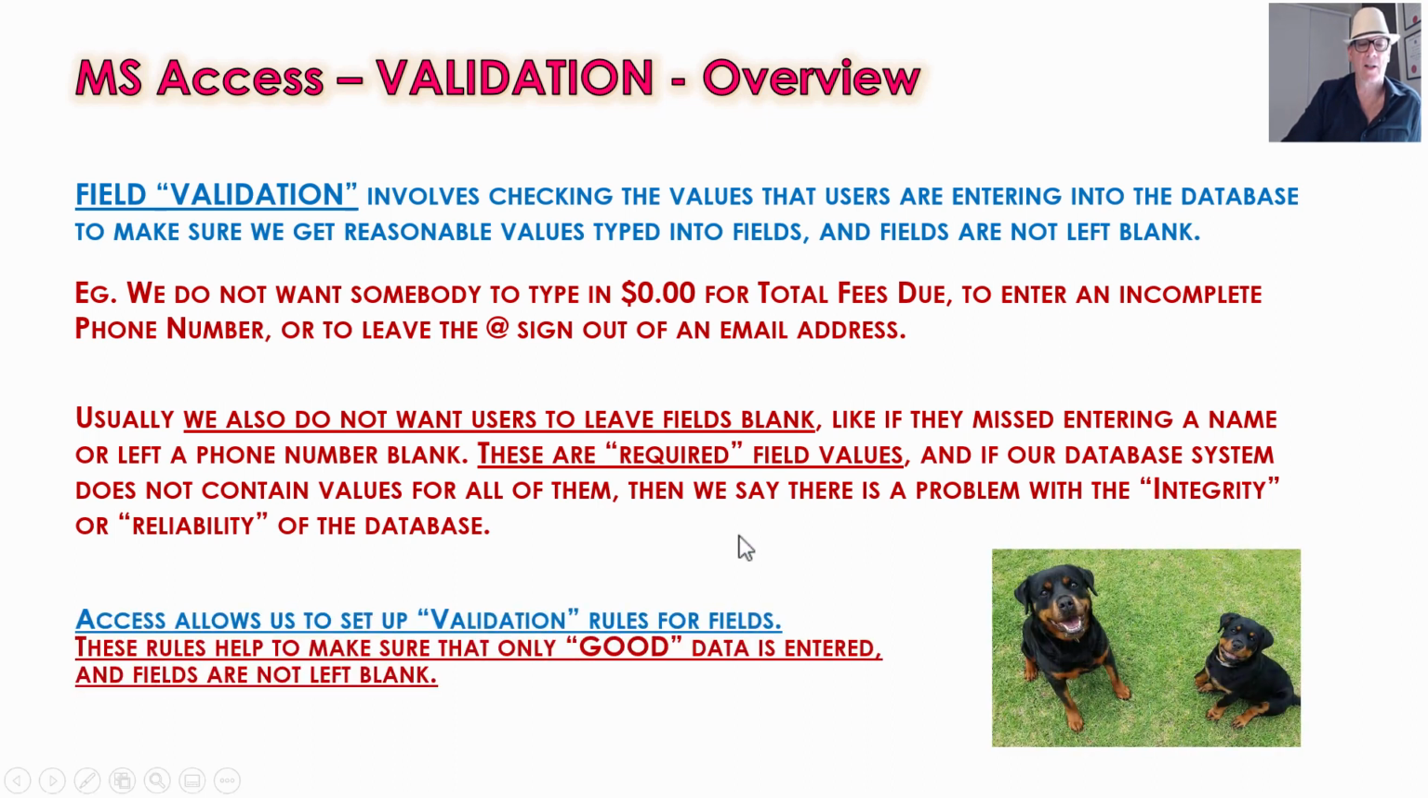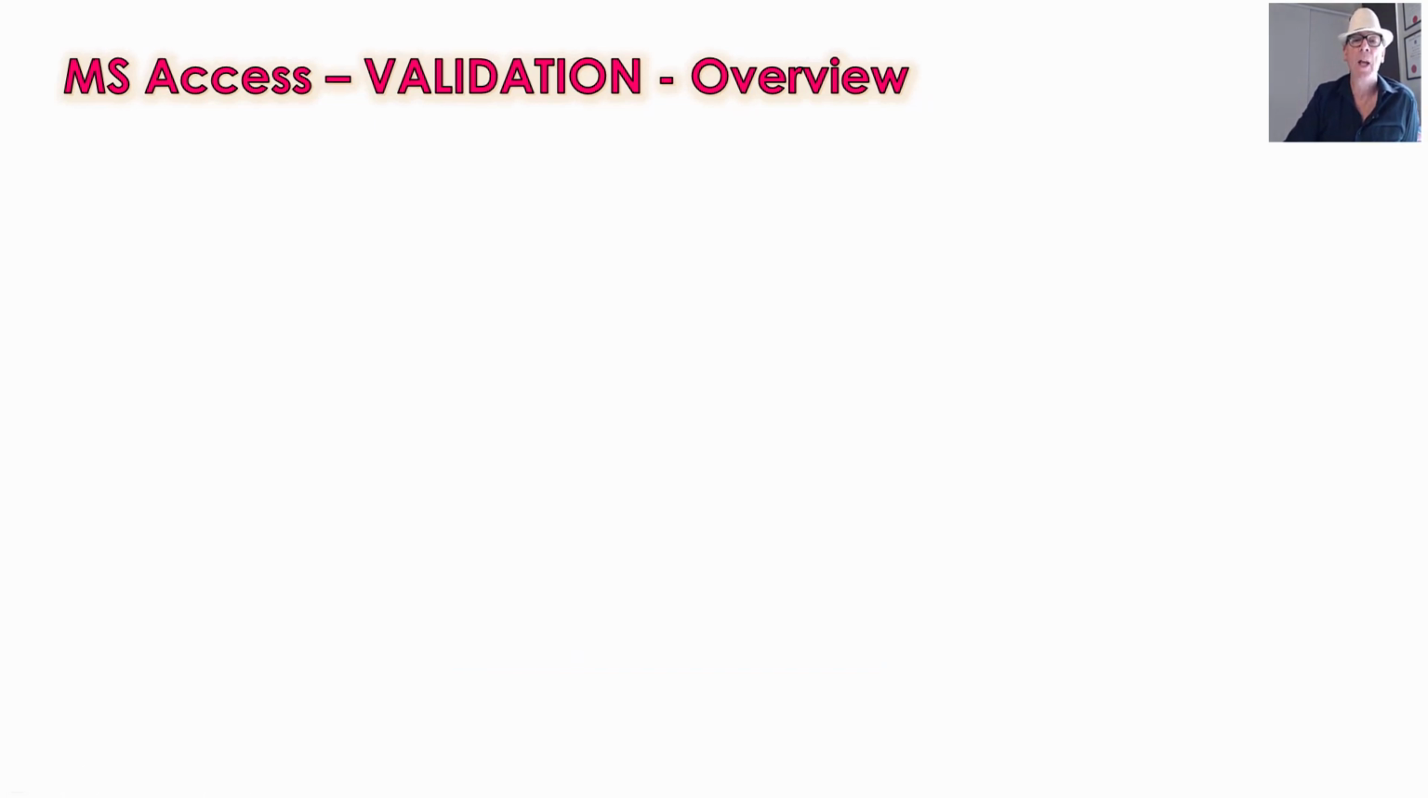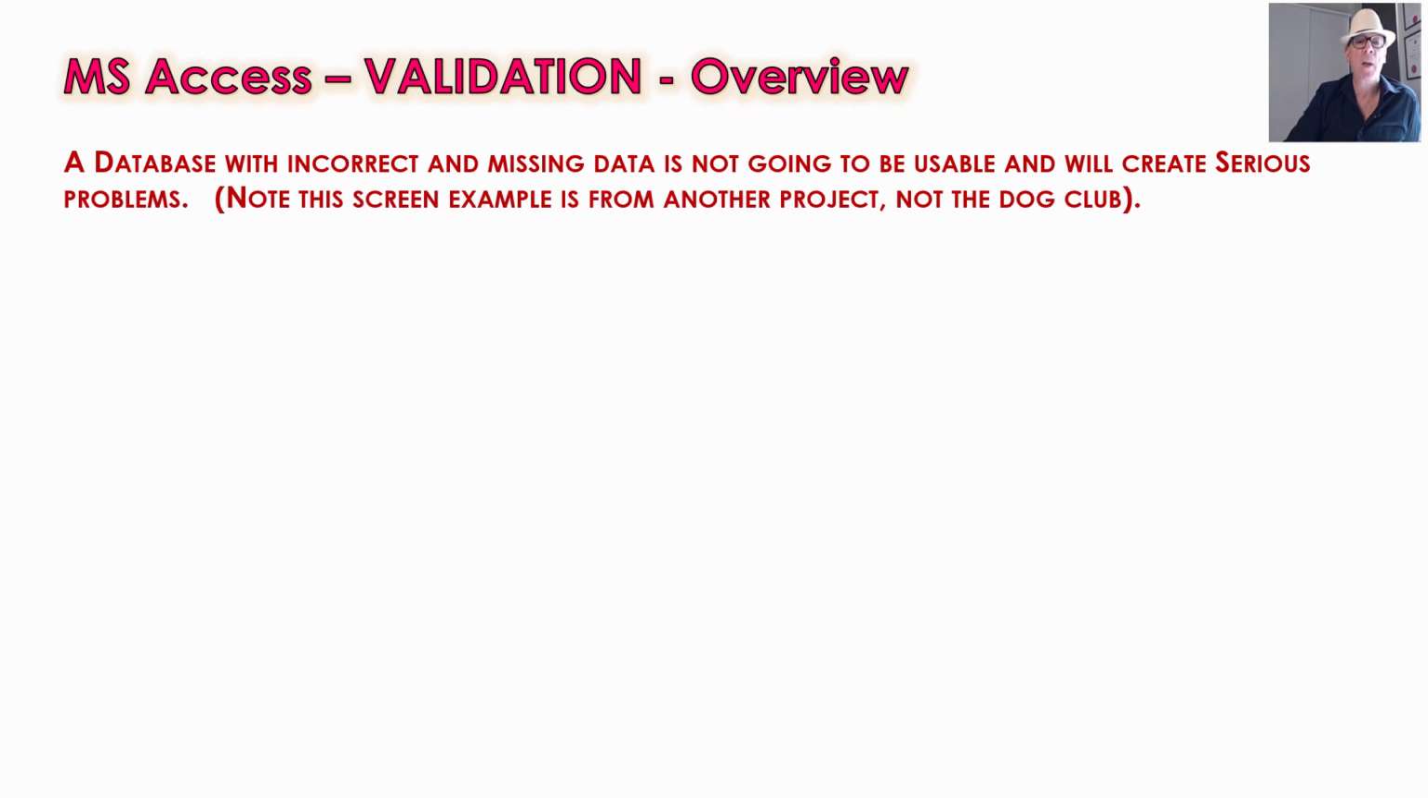Now, Access allows us to set up validation rules for fields, and these rules will make sure that nothing's left blank and that we get proper, correct data, like email addresses with their @ signs in them, when people enter data. Data with incorrect or missing values is going to be unusable, really.